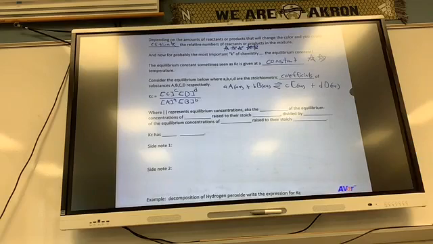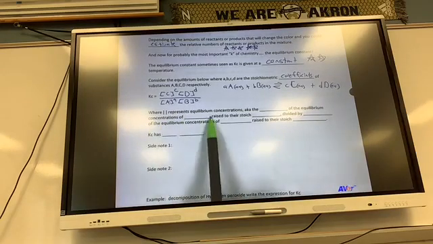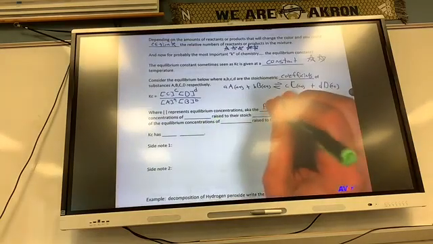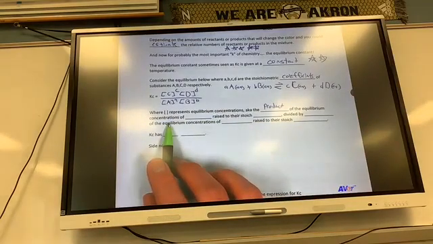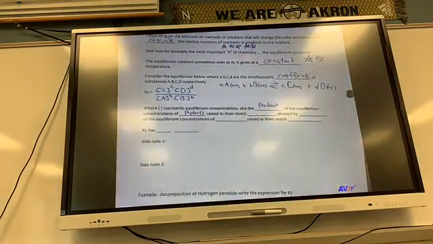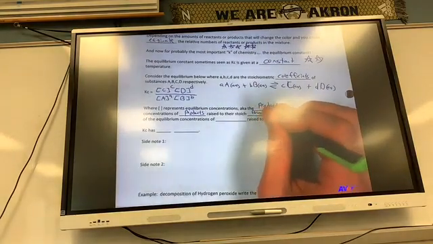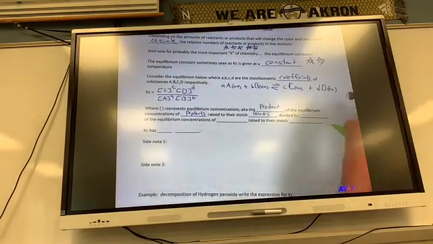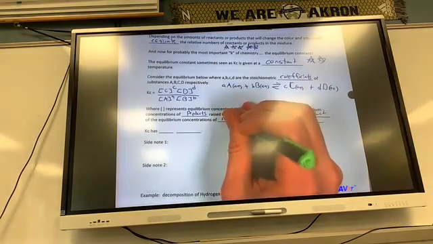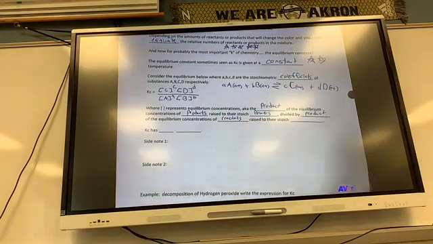So, products over reactants. Did you guys see what I just did there? Okay. So this is where concentration represents equilibrium concentrations, also known as the product of the equilibrium concentration of products. It's the product of the products. We're multiplying. Raised to their stoichiometric powers, divided by the product of the equilibrium concentrations of reactants, raised to their stoichiometric powers.